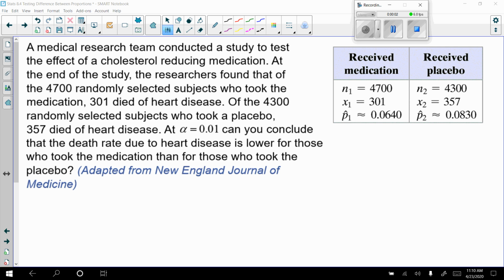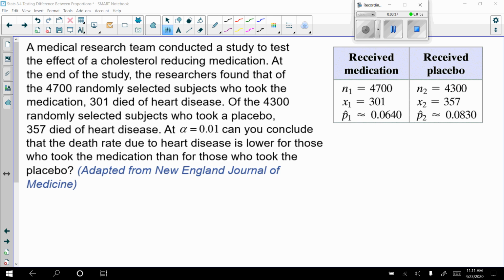This time a medical research team conducted a study to test the effect of cholesterol-reducing medication. At the end of the study, the researchers found that of 4,700 randomly selected subjects who took the medication, 301 died of heart disease. Of the 4,300 who took the placebo, 357 died of heart disease. At an alpha level of 0.01, can you conclude the death rate for heart disease is lower for those who took the medication?